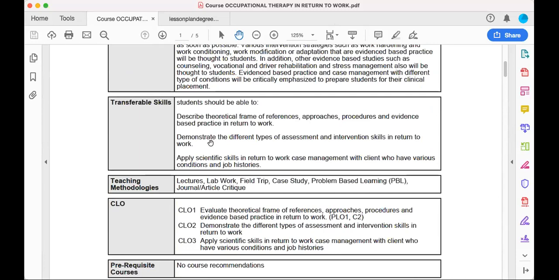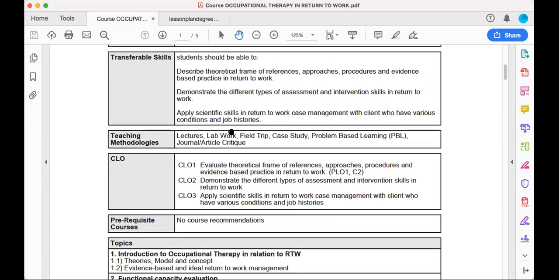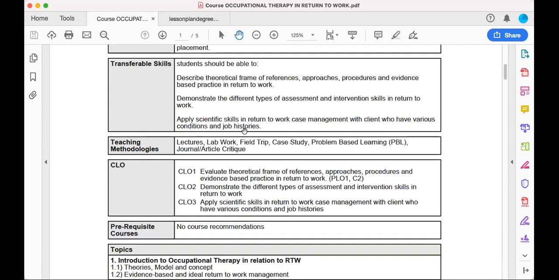So at the end, you are able to describe theoretical framework of reference, approaches, procedures, and evidence-based practice in return to work. Then you are able to demonstrate different types of assessment and intervention skills in return to work. And then apply scientific skills in return to work in case management with clients who have various conditions and job histories. So at the end, you are skillful, which is the minimum requirement for your posting in future.